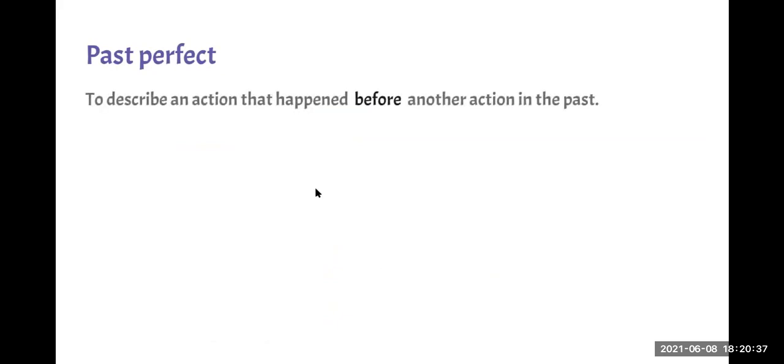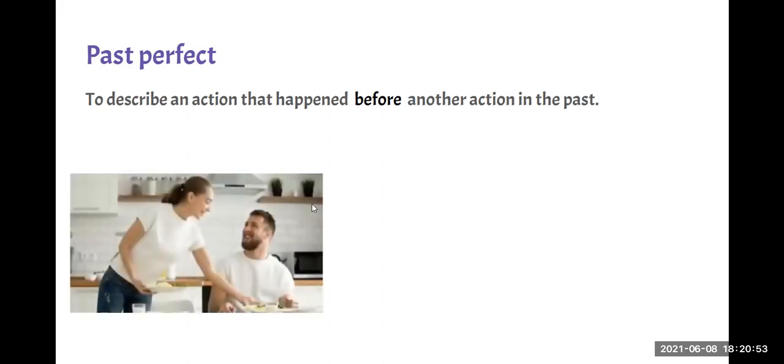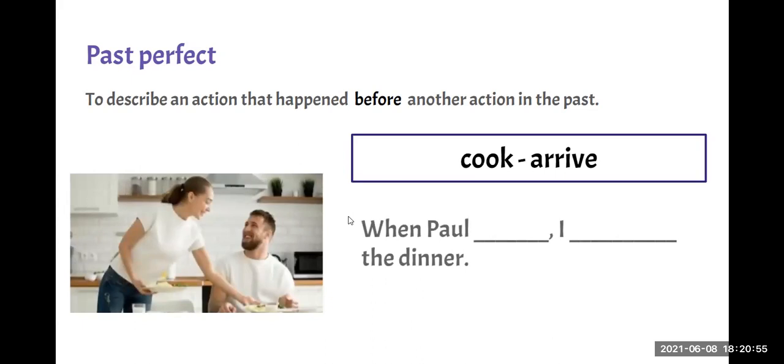Let's talk about the past perfect. Okay? We use the past perfect to describe an action that happened before another action in the past. So in this situation, we are describing two actions. One of them happened before the other, okay? Let's see the example here. What can we say here in this sentence? How can we complete the sentence?